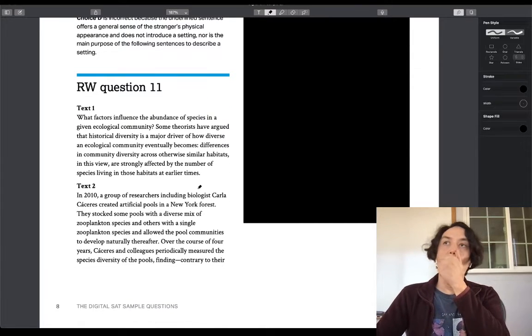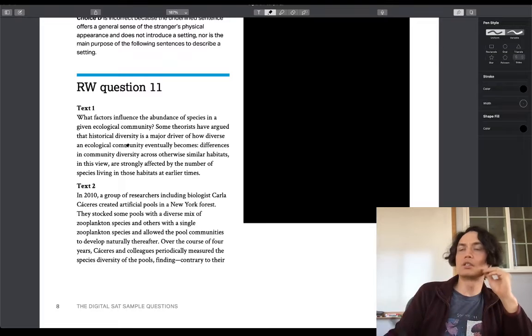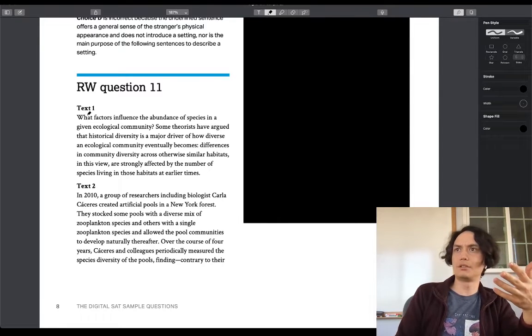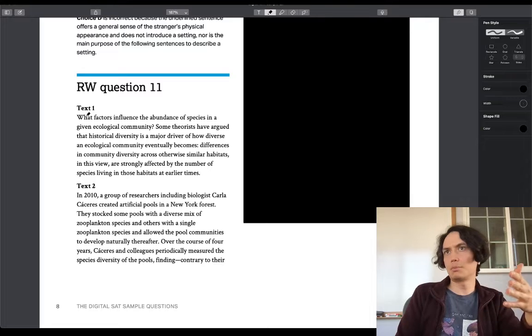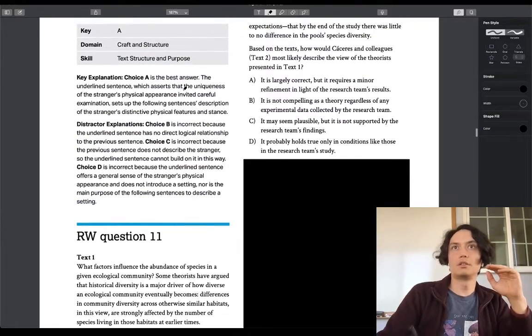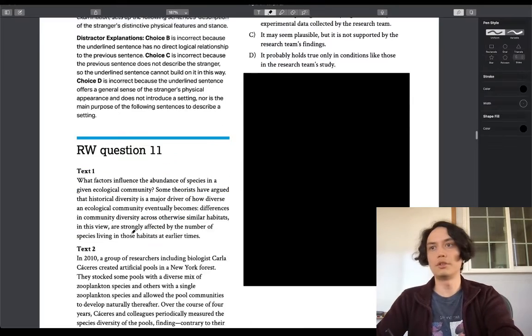All right. Text 1, what factors influence the abundance of species in a given ecological community? What are the things that make it species abundant? What makes species more or less common in a place? All right, some theorists, are these the theorists? Of the theorists in text one. So these are the theorists. This is the view of the theorists.